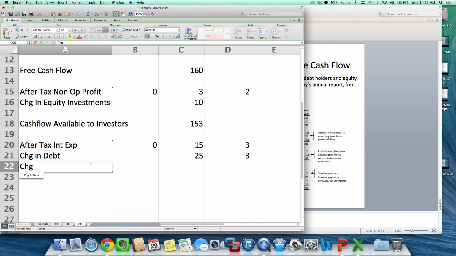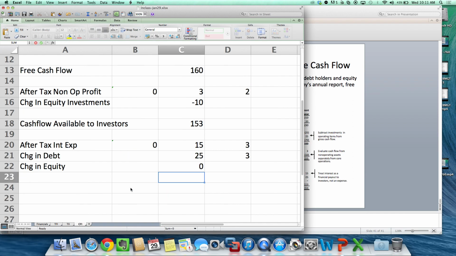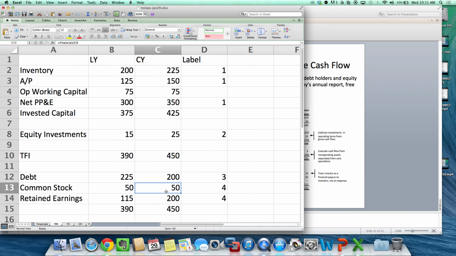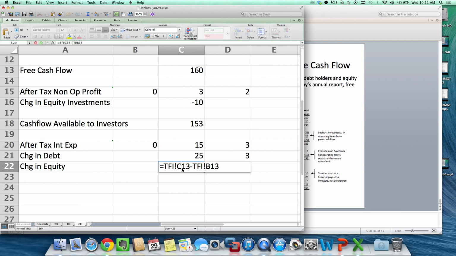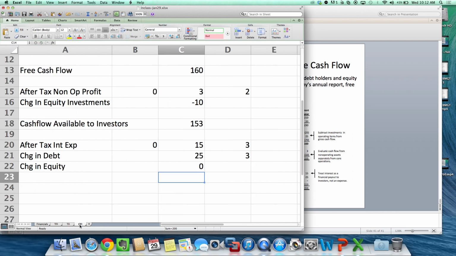Change in equity equals common stock minus common stock. Again, what if I had issued common stock? This would be a negative number, so I would have had to flip the sign. But I didn't. I just showed you that as an illustration. Put this back at 50, so the change is 0.